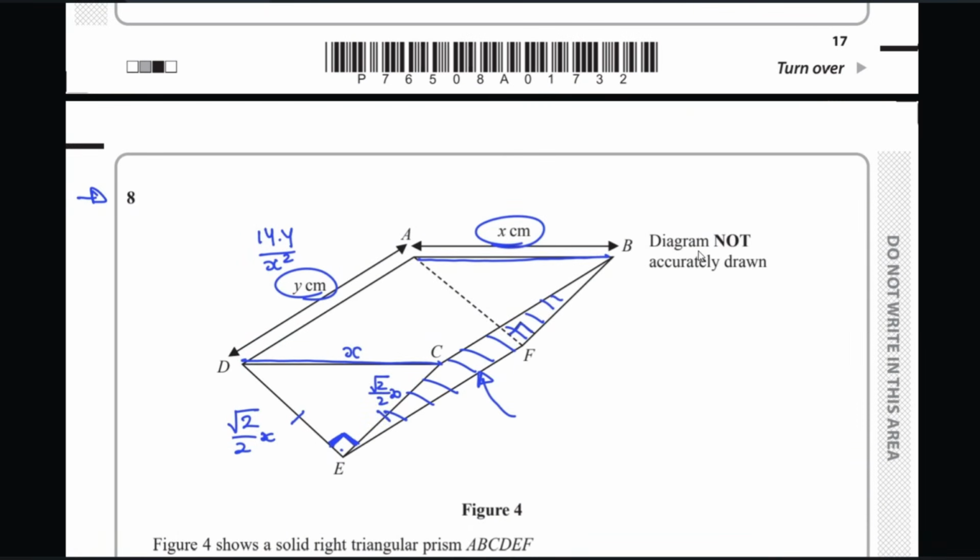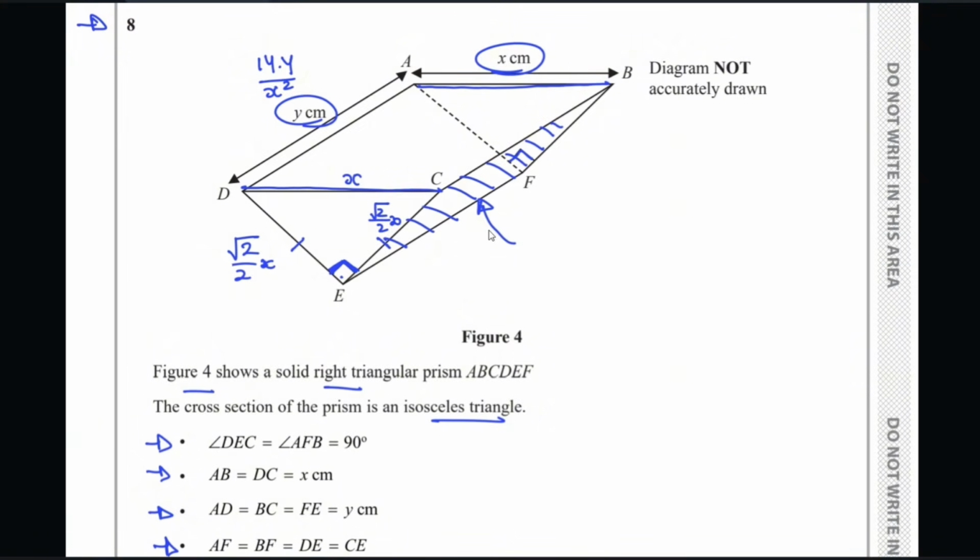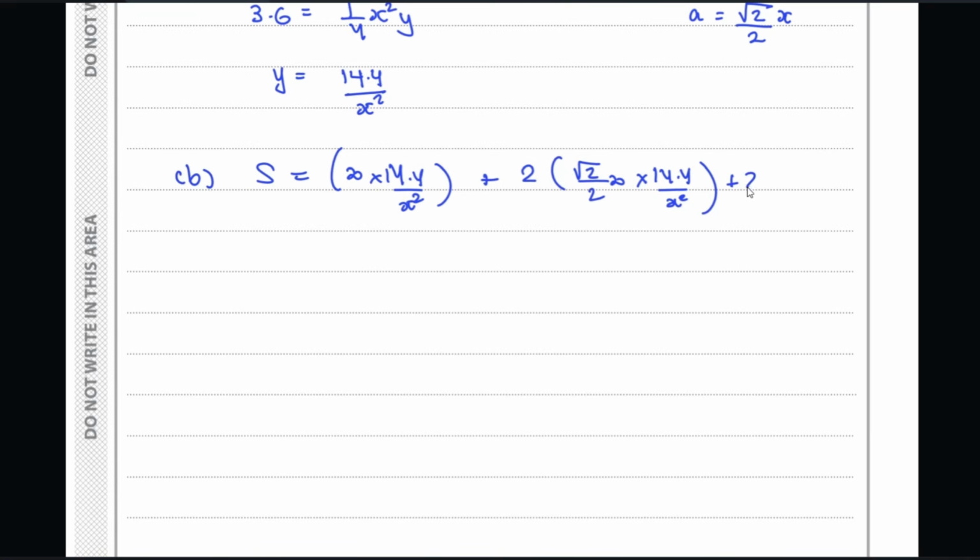So we have accounted for the top face and the rectangular faces, by the way. All three rectangular faces have been covered. And we just need to take into account the front face and the back face, which are triangular bases. So to find the area of this one, it's just half times base times height. So it's going to be half times root 2 over 2 x squared. So 2 times half times root 2 over 2 x squared.